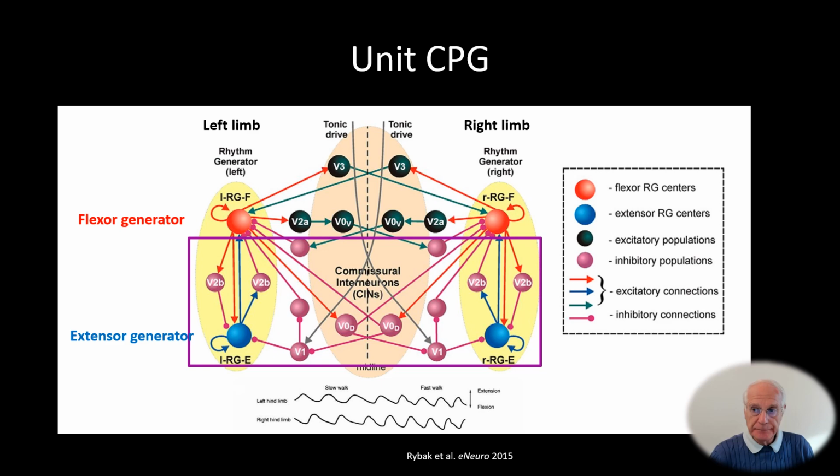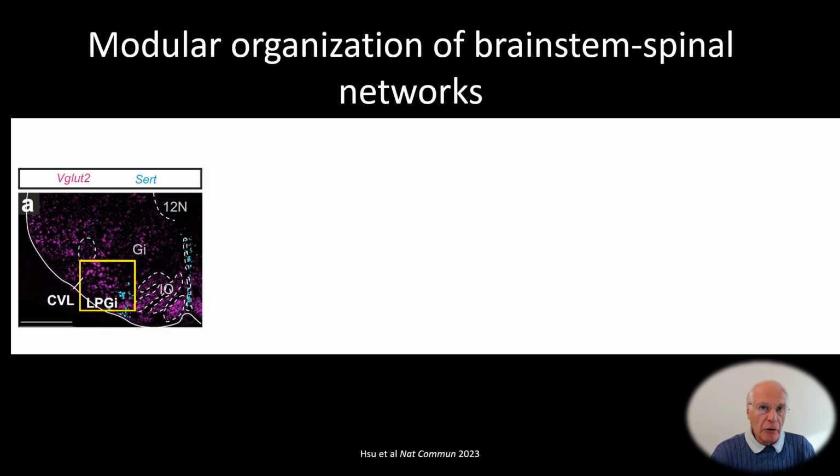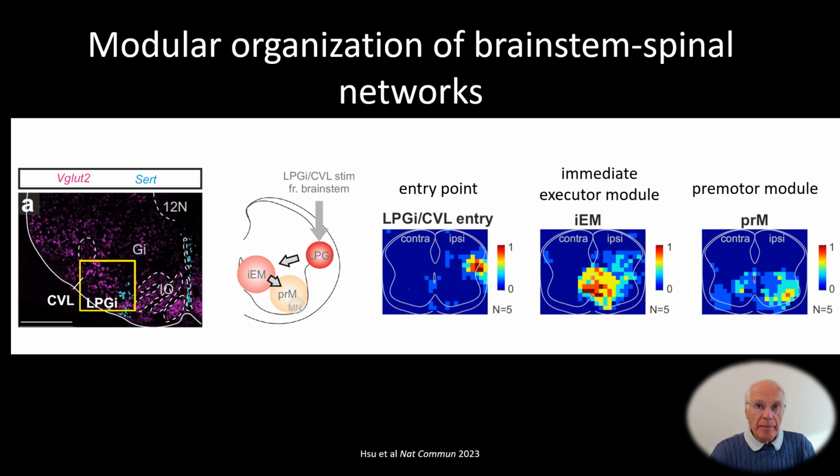Spinal CPGs generate rhythmic locomotion, but the signal to start moving comes from the brainstem. The connections between the brainstem and the spinal cord are modular. In the neonatal mice, the lateral paragigantocellular nucleus, LPGi, and the caudal ventrolateral reticular nucleus, CVL, contain glutamatergic neurons that initiate locomotion. These brainstem neurons project to spinal cord modules that transform the descending command into rhythmic locomotor activity. This follows a specific temporal sequence, which involves an entry point in the spinal cord, an immediate executor module, a premotor module, and motor neurons.